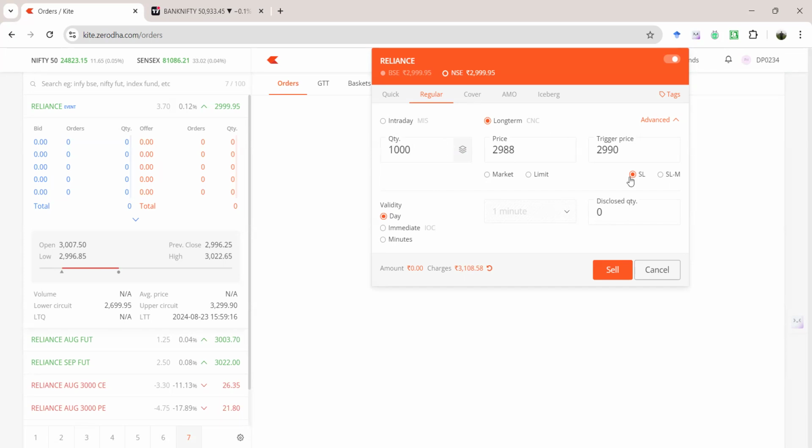So have you understood this stop loss and stop loss limit? Stop loss market will execute immediately whatever the price, but stop loss limit will get executed at the prices which we enter.